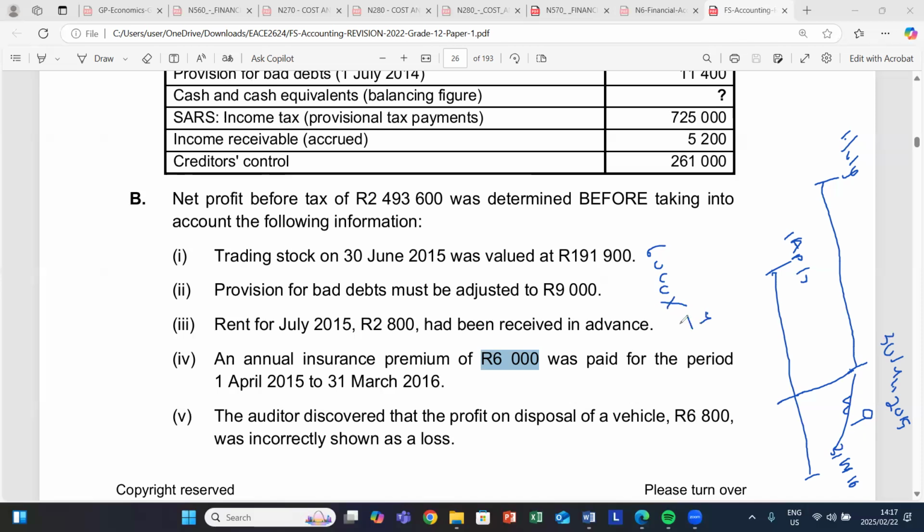Over 12. In which you get how much? Can I look at my prepaid expense?